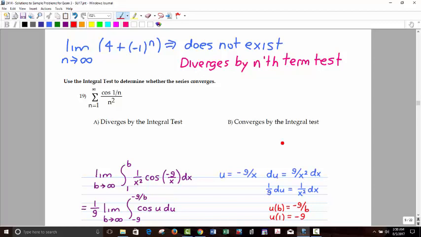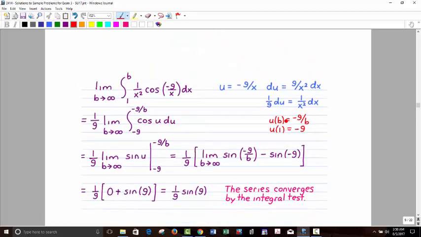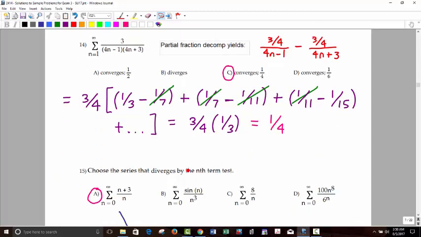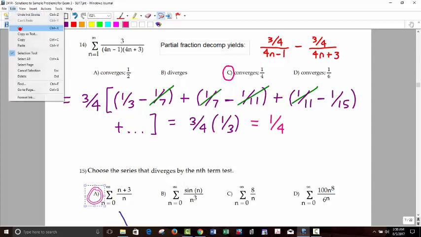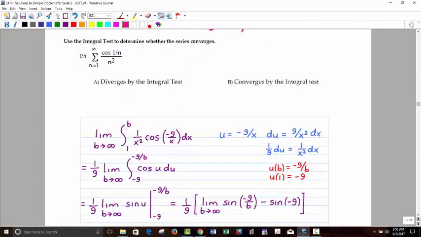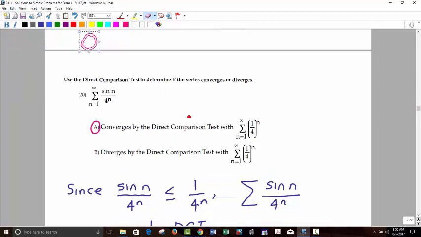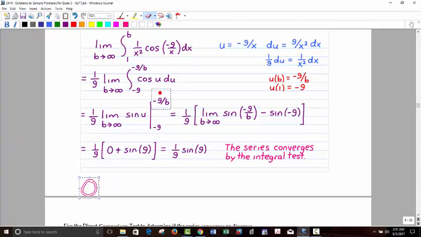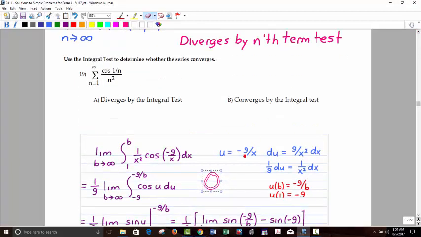How about 19? This would actually converge by the integral test, and the integral is really about the only one you can use here. I could see why somebody, if they were trying to apply one, would find the integral their least favorite, maybe, to actually have to work it out or resolve it. It takes more steps. So let's take a look at this one.